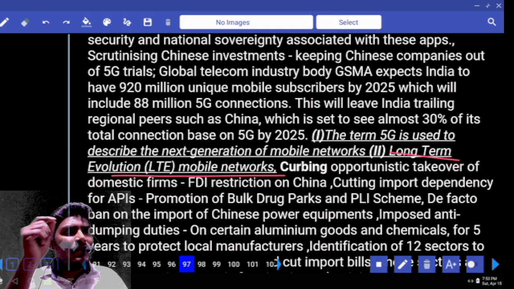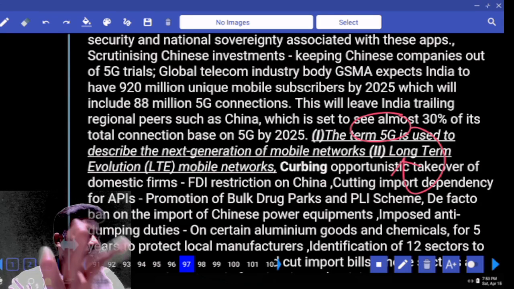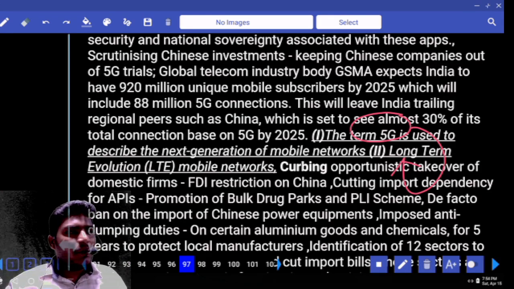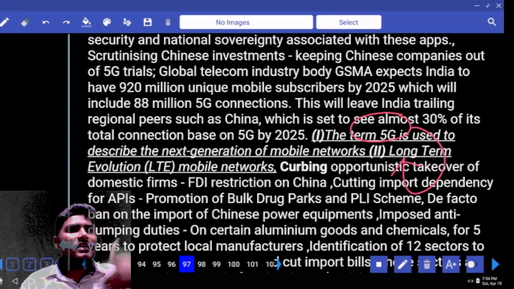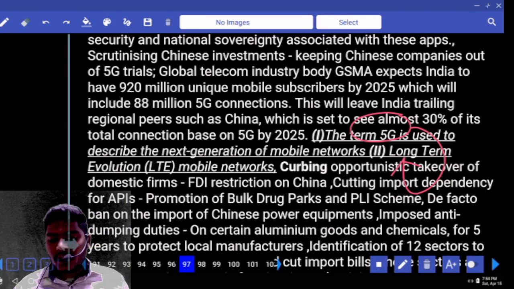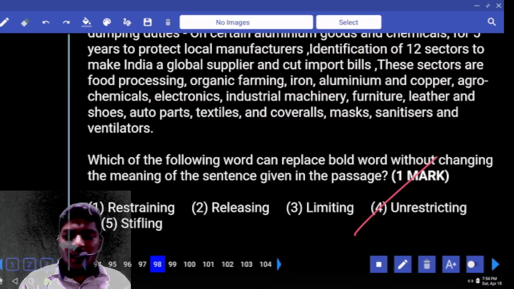If at all used with a view to combination, that means 5G network is the cause and LTE is the result. That means LTE is the target. Now can we use this combination? LTE was already produced long back and 5G is the updated one. We cannot even use this terminology. So what can be used only as the answer? Beyond. Next move to 98.